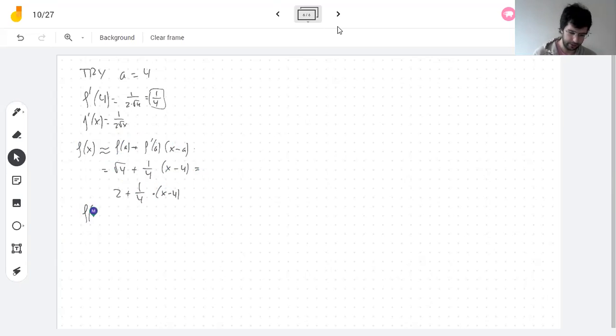So the root of 10 is supposed to be close to 2 plus 1/4 times 10 minus 4. And that's 2 plus 6/4, and that's 3.5. So way worse.